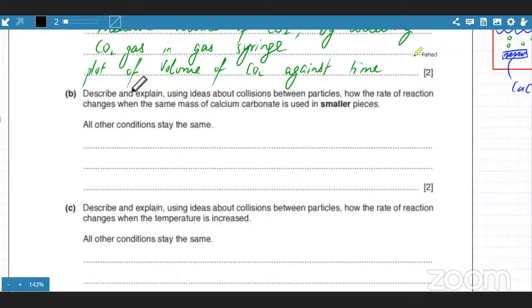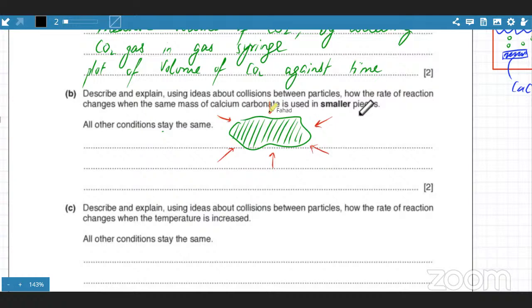Next part is: describe and explain using ideas about collisions between particles how the rate of reaction changes when the same mass of calcium carbonate is used in smaller pieces. So previously, let's assume that it's a big chunk of calcium carbonate. Now, if you're using a big chunk, the surface area would be lesser, because HCl is reacting from the outside. So the HCl would only react with the particles that are on the surface. It can't react with the particles that are inside.